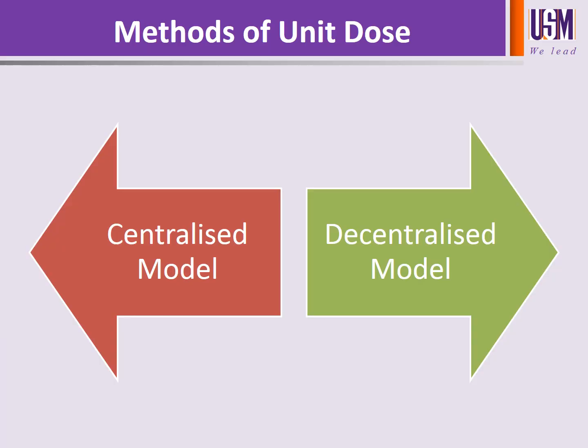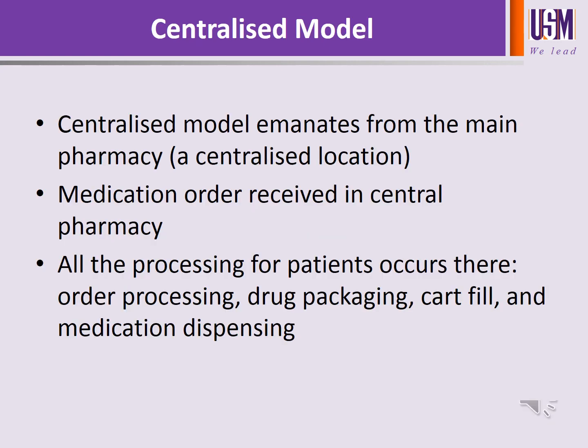So far we have been learning about what the unit dose system is. It is now time for us to know how to provide unit dose services in a hospital setting. There are two main ways that a pharmacy can be structured in order to provide unit dose services: the centralized and the decentralized model. Now let us look at what a centralized model is. It is a model that emanates from the main pharmacy. This will be the centralized location.